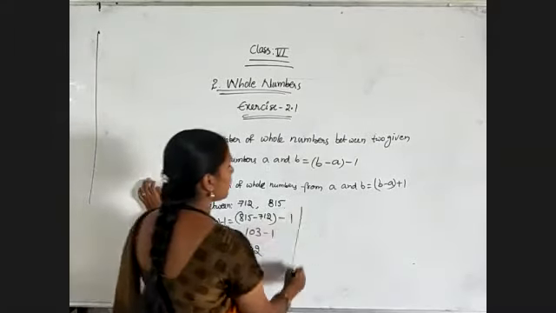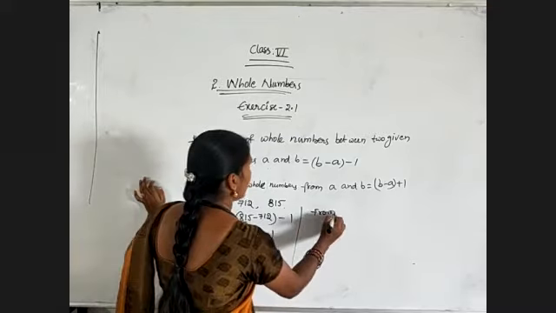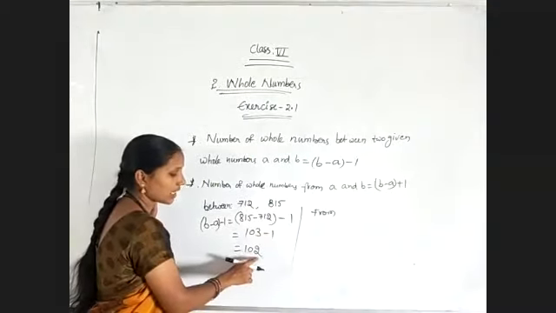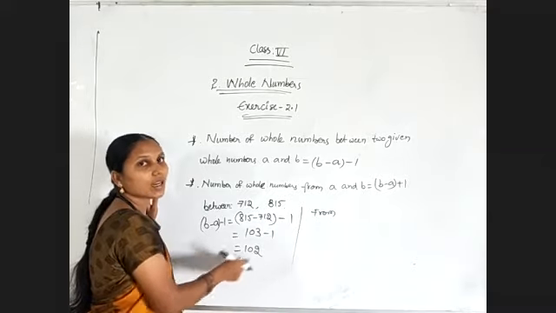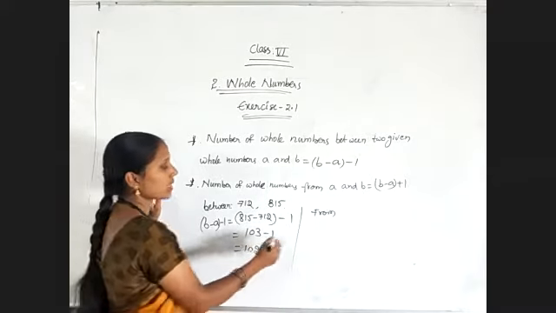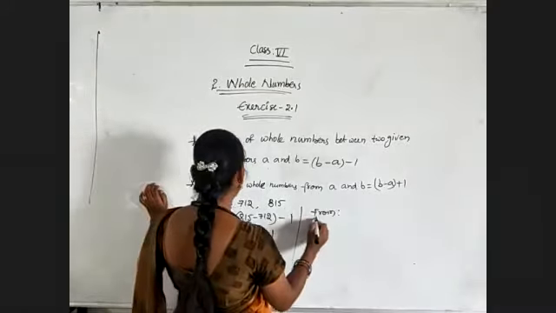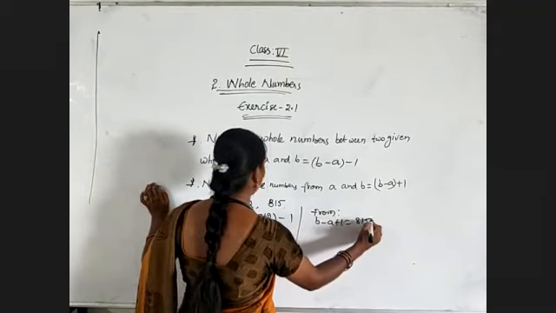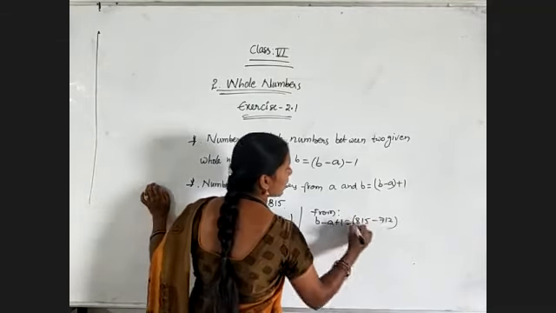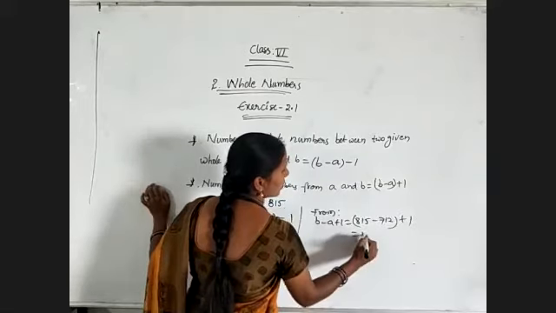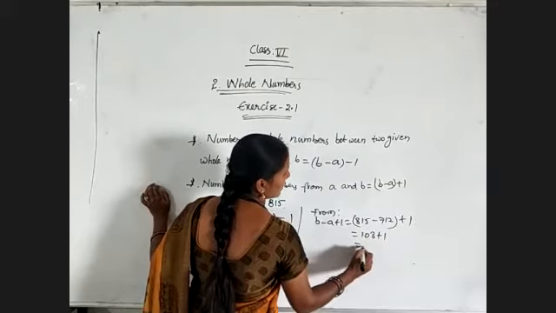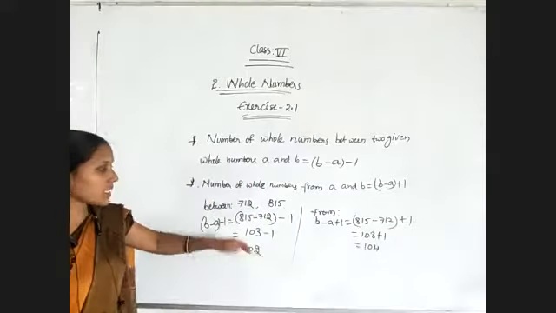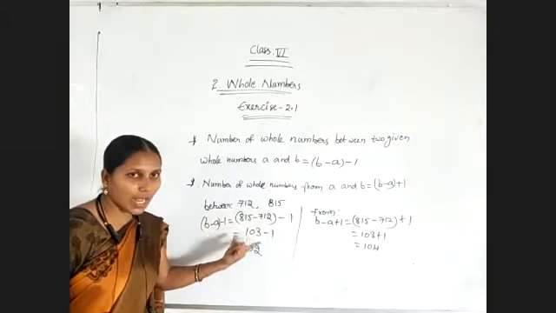If I give from, these two values also we need to include. So from, if they are given, B minus A plus 1, that is equal to 815 minus 712 plus 1, which is equal to 103 plus 1, that is nothing but 104. So what I told you: from means we have to include these two values also.